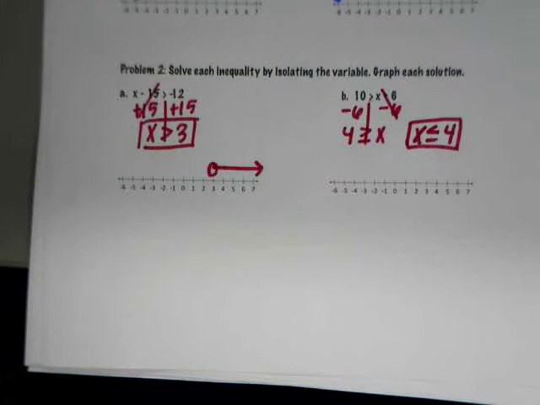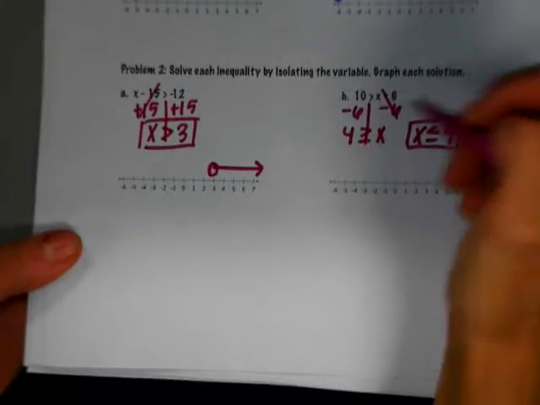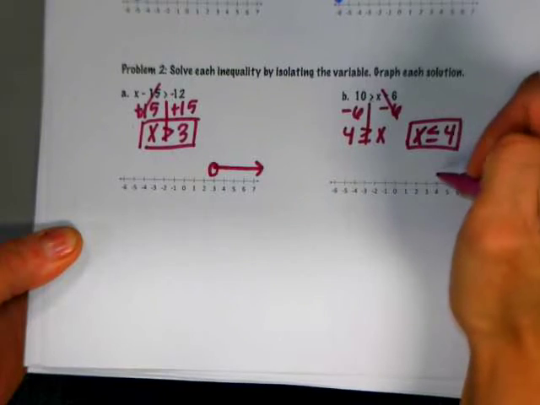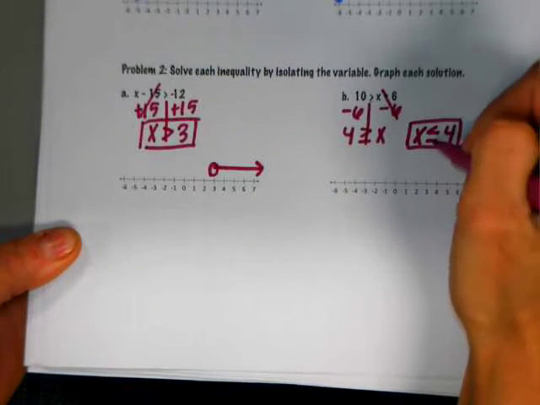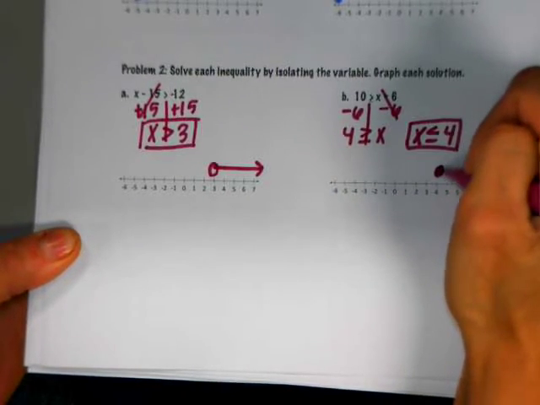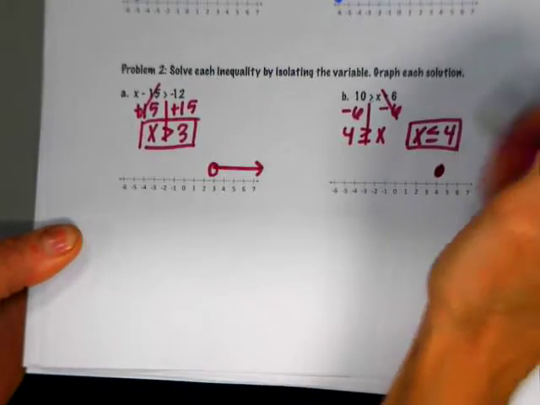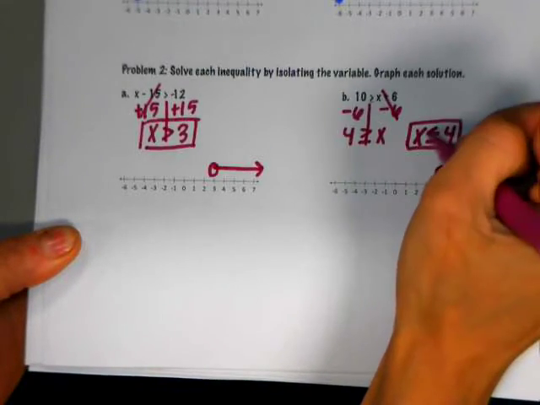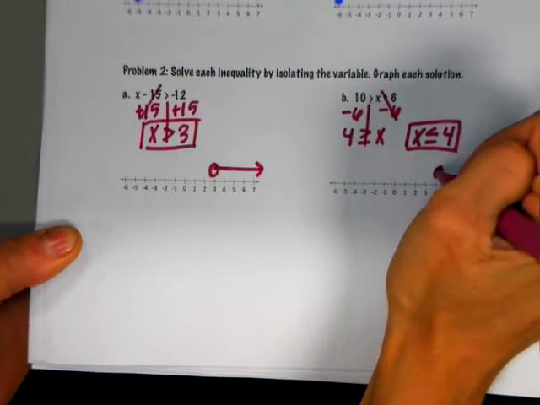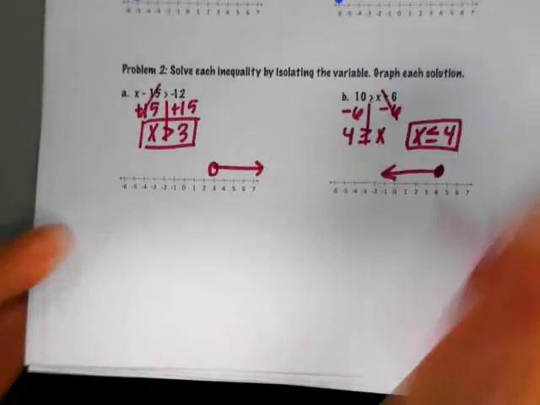So now, it's x is less than or equal to 4. So all the numbers less than 4 and equal to 4. So am I going to do an open or closed dot at 4? Closed, because it's equal to 4 also. And then which direction is it going to go? Where are the less than numbers? Left, yep.